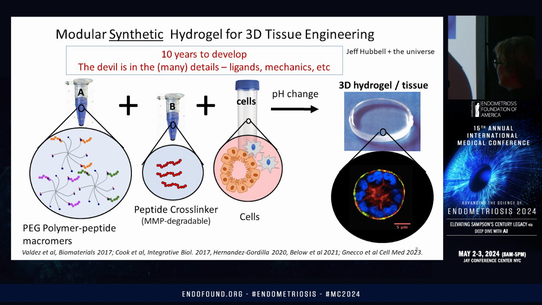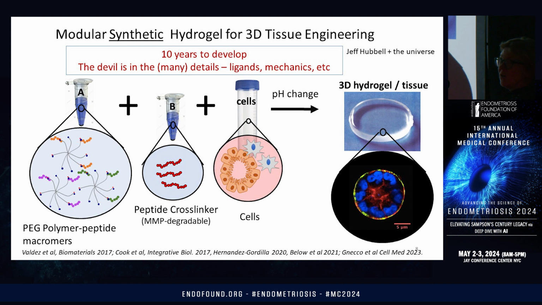Everything is done by solid-phase peptide synthesis or polymer synthesis. And it's very simple. We have a precursor that has some peptides that interact with cells. We cross-link it with a peptide. You mix these together with cells and you get a beautiful, clear gel. And it took us about 10 years to make this because the devil's in the details.